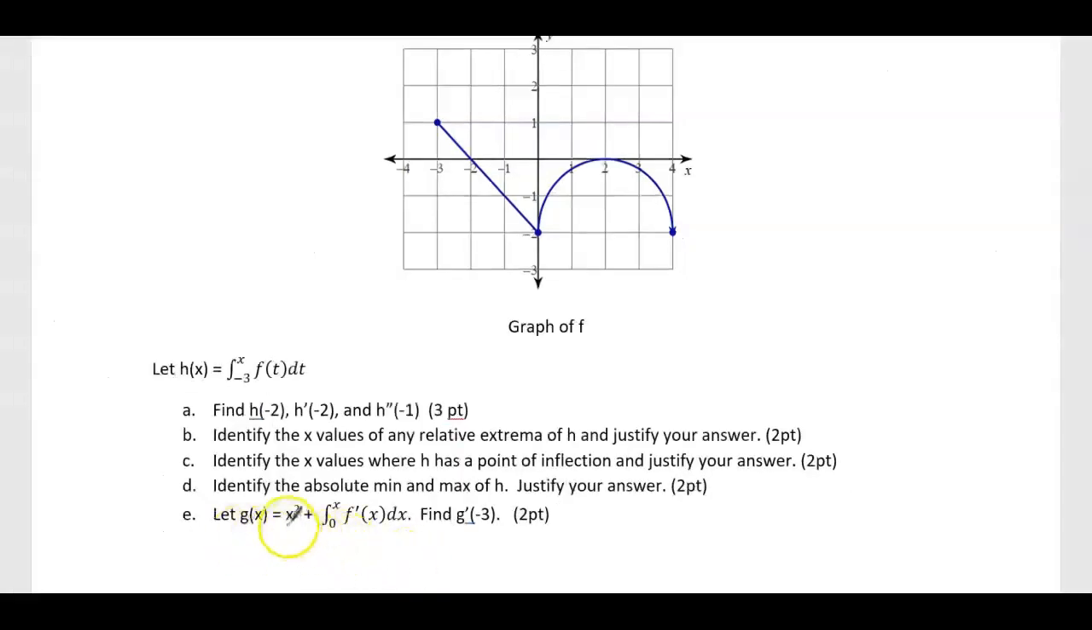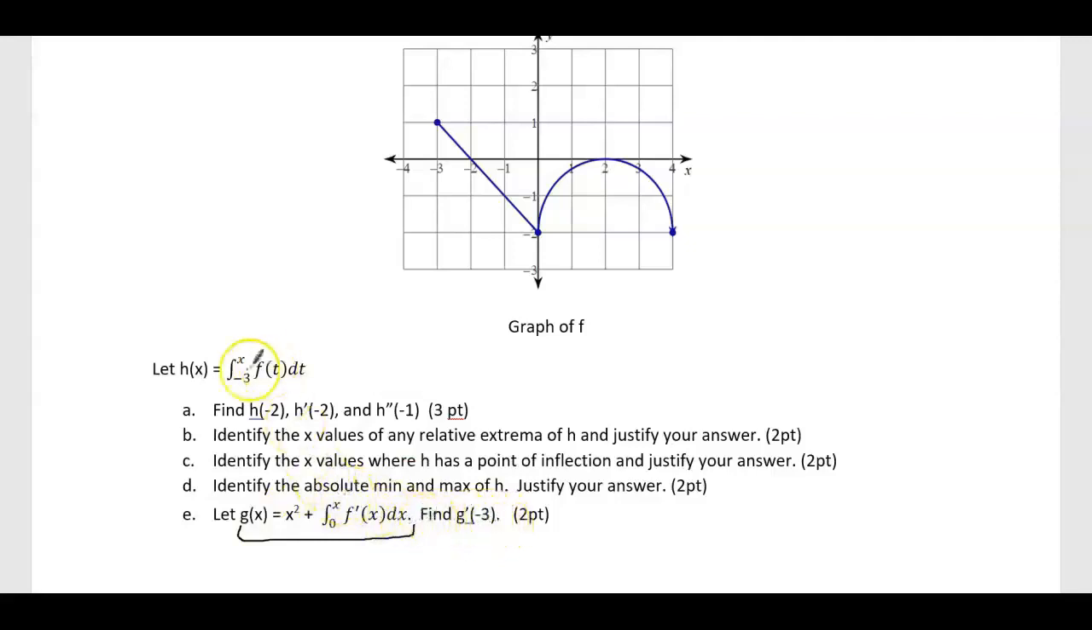All right, last question. I just tossed this one in here because it's a pretty common question on, well, it's not that common. I've just seen it occasionally in AP exams. We have an integral function here, but it's a little bit more complicated than our typical integral function. It has an integral here, but it also has another part that's not in the integral. So not a huge deal. I'll share with you how to do it. So let g of x be equal to x squared plus the integral of f prime of x dx. Find g prime of -3.